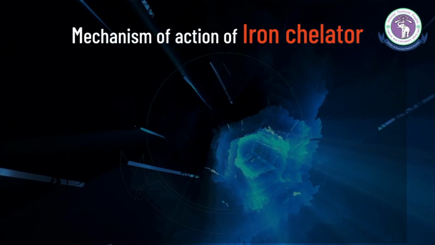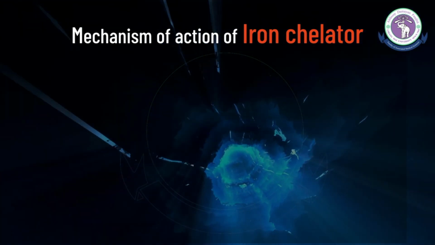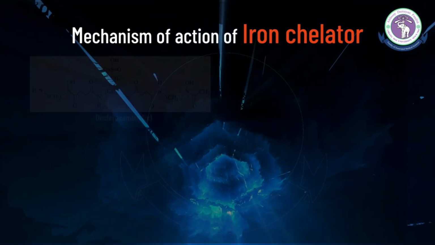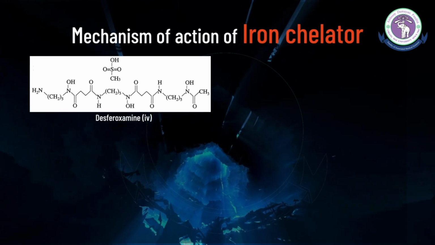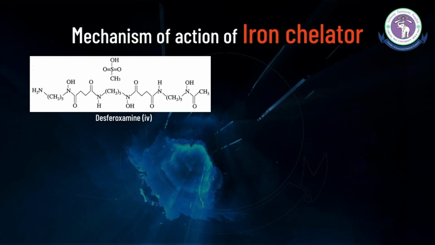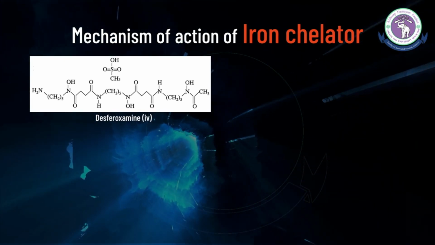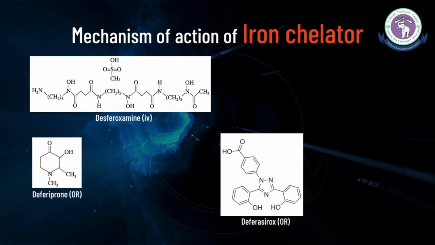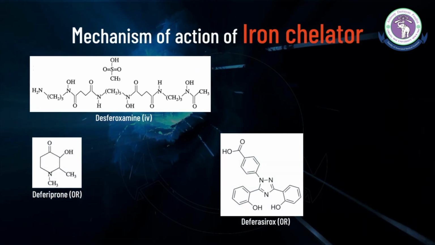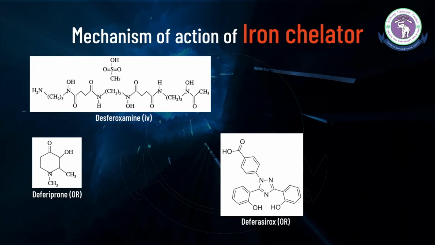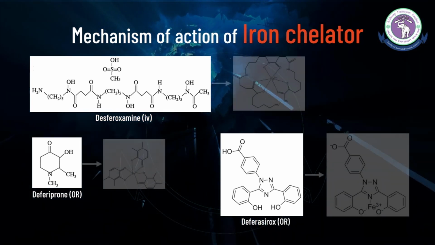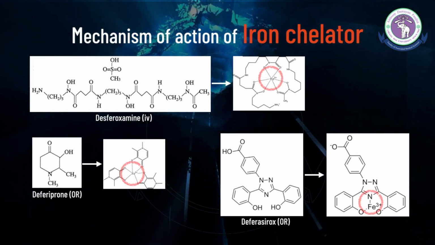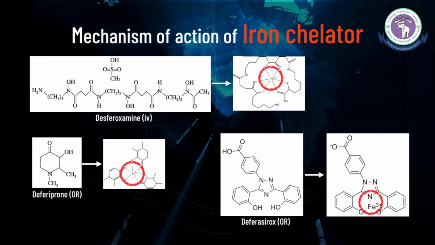There are 3 available iron chelators which are FDA approved, including deferoxamine, which must be administered intravenously, deferiprone, and deferasirox, which are both given orally. The complexes of drugs and iron molecules are water-soluble, so they can enter blood circulation and then be excreted.